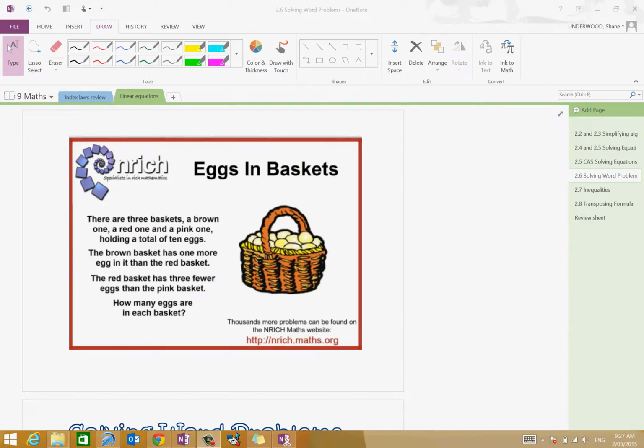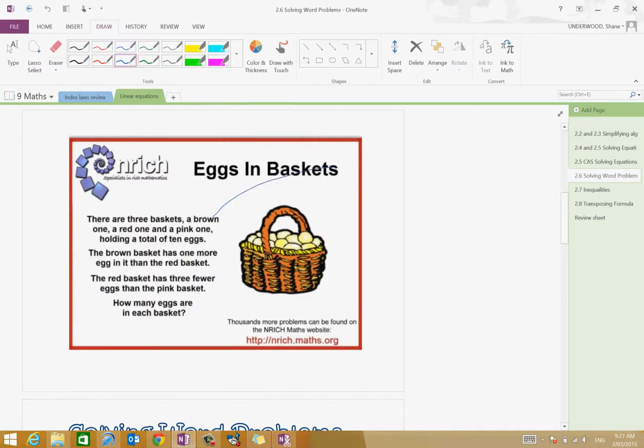All right. We are looking at worded problems. Now, I've got an enrichment one here. There are 3 baskets, a brown one, a red one, and a pink one, holding a total of 10 eggs. What we've got to do when solving... Now, this is a difficult problem because we've got to have 3 equations, if you like.